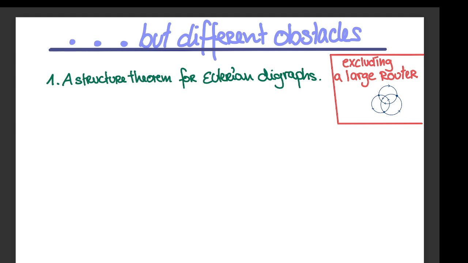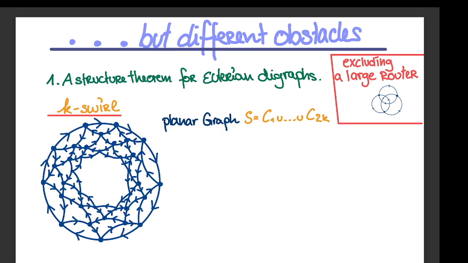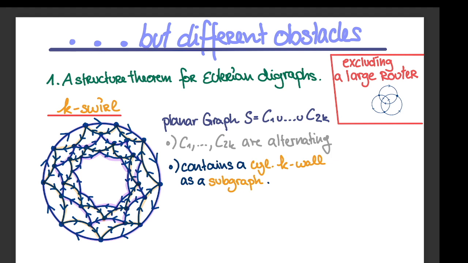And the thing is that if the tree width of your graph is very high and you exclude a large router, you have no large router, then it turns out that you have a large swirl. And a K-swirl is just a planar graph consisting of 2K cycles, where the cycles are in alternating order, and your graph contains some large structure where the structure is a cylindrical K-wall. Now, if you don't know about K-walls, just think about the undirected graph containing a large undirected grid. And if you don't know about grids, then just think about the graph looking exactly like in this picture.